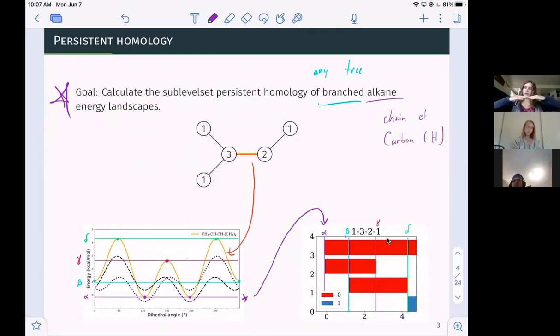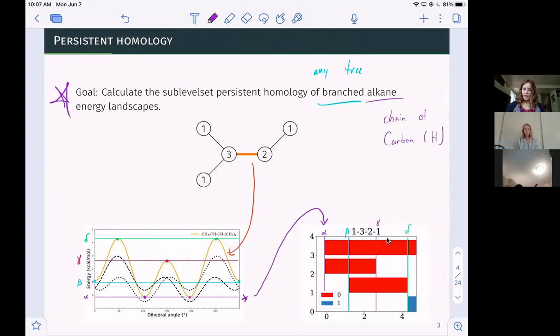We're going to hit gamma, and what's going to happen is those two minimum values are going to merge, and it's going to kill one of them. So the way we denote that in our persistent homology diagram is we say, okay, this is going to be the death of this bar. So we have a bar that dies at gamma.